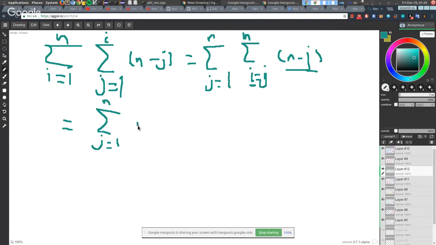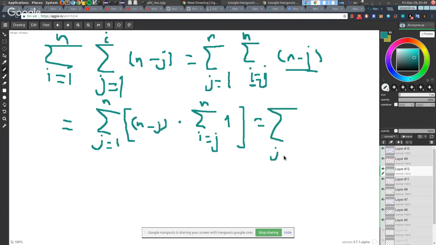So it's n minus j times the summation of i from j till n, where the function we sum is 1. So basically this term is equal to the summation over j from i to n of this expression. And this is the number of elements from j to n, which is basically n minus j plus 1. So we end up having this expression.